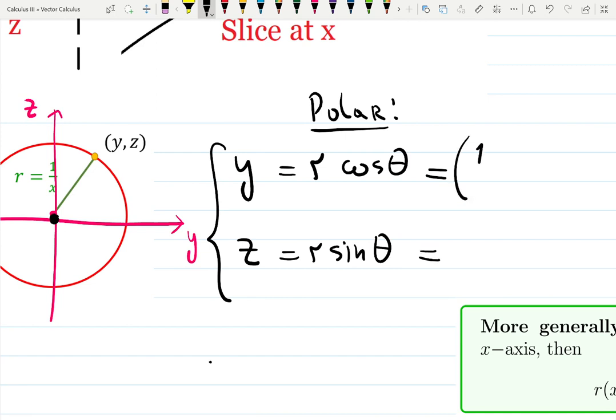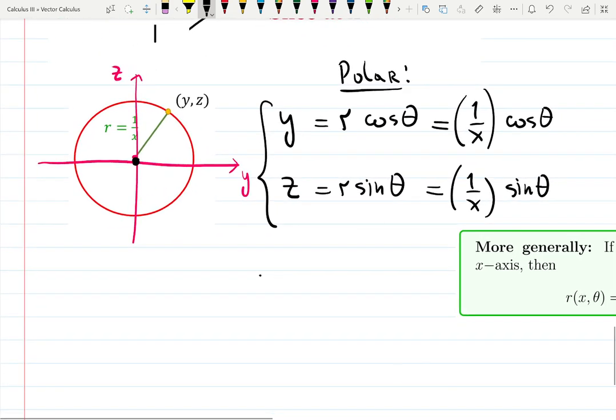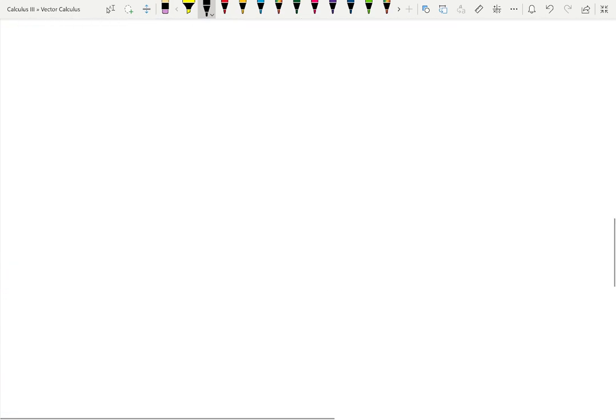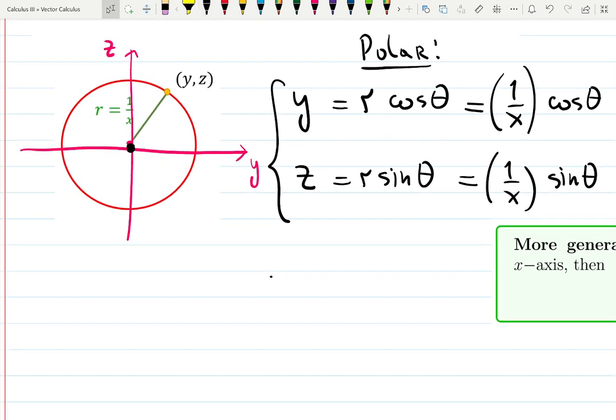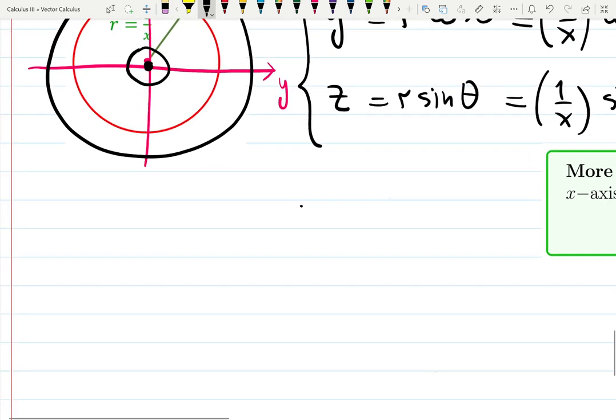And the function is described as 1 over x and 1 over x, cosine theta and sine theta. Very interesting that the radius now depends on the function. For this particular case, for x and for y and z, x is fixed. For any different x, the circle will be bigger or smaller. So different x. Make sense? Actually, the larger the x, the smaller the radius, because it's 1 over x. So, like so.